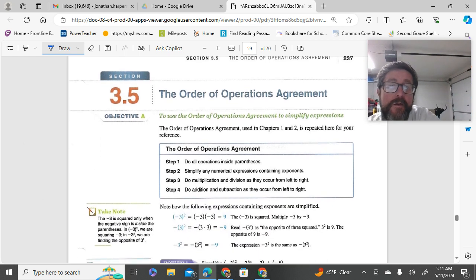Okay, now we are on to section 3.5, Order of Operations Agreement. We'll probably be doing basically the same thing. I think I'm going to give it a rest for right now. I'll make myself some breakfast. It is 5:12 in the morning.